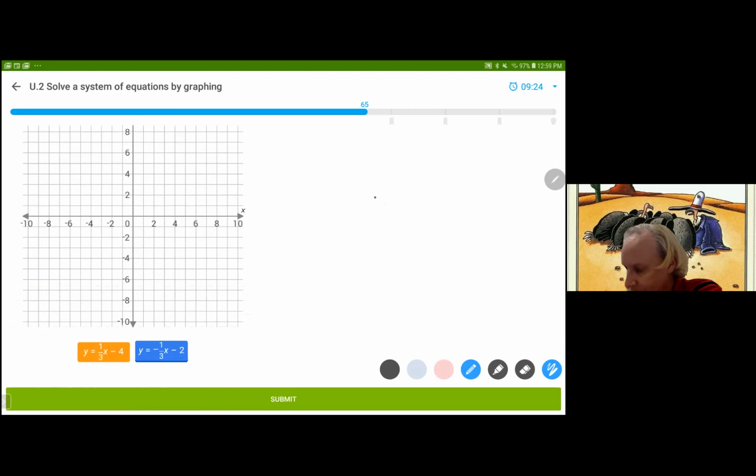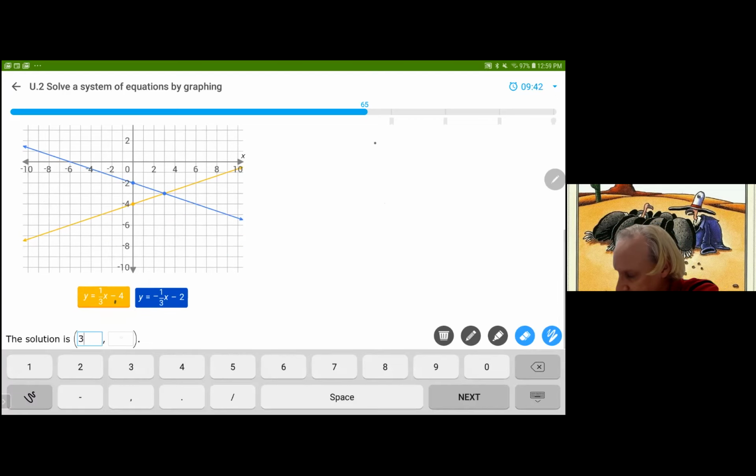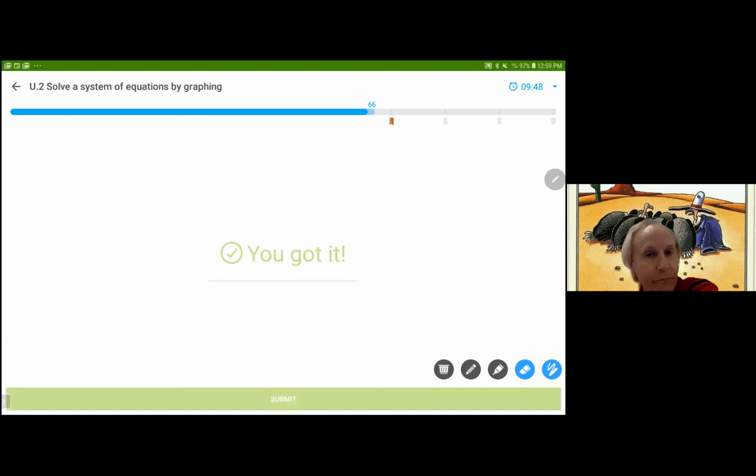All right, orange equation, I am going to go through -4, 0, -4, and I have a slope of 1/3. There we go, done. I'm going to go through -2, 0, -2. I have a slope of -1/3. And look at there. We are at 3, -3, it looks like. And sure enough, 3, -3 works in the first equation as well as the second. Yes, it does.